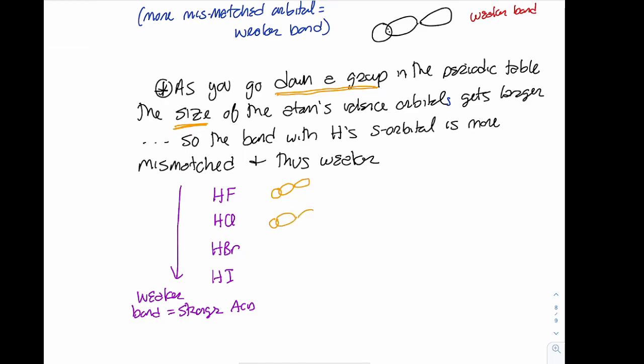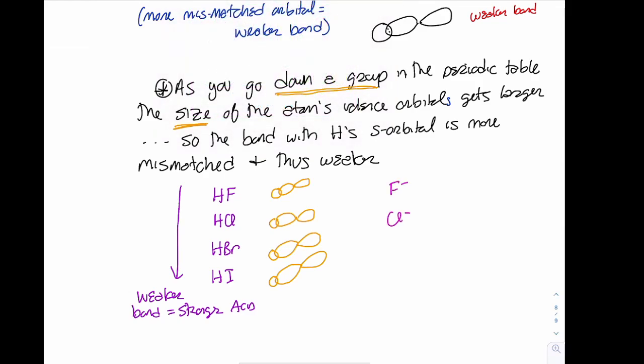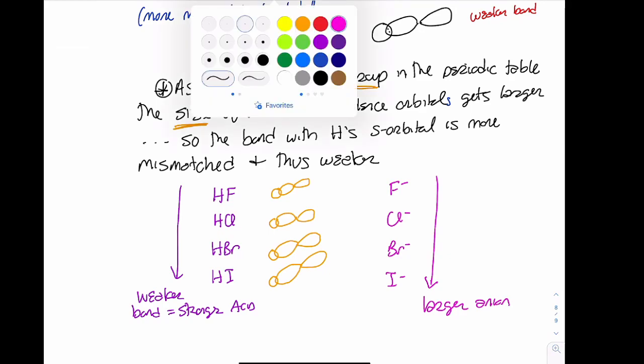A bigger p orbital, s orbital still the same size, a bigger p orbital yet, an s orbital, my s orbital just got smaller, my s orbital, and an even bigger p orbital, right? Weaker and weaker bond because that anion is getting larger and larger and larger. F minus, Cl minus, Br minus, I minus. Larger anion. More mismatched bond. Easier to break.